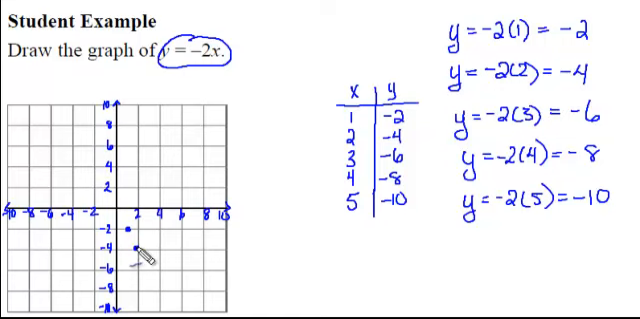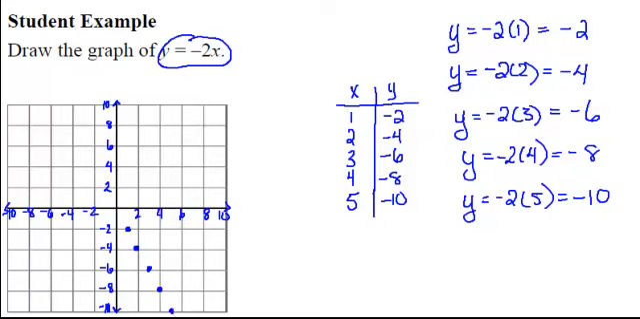I have a point at 3, negative 6, over 3, down 6. I have a point at 4, negative 8, over 4, down 8. And I have a point at 5, negative 10, so over 5, down 10.